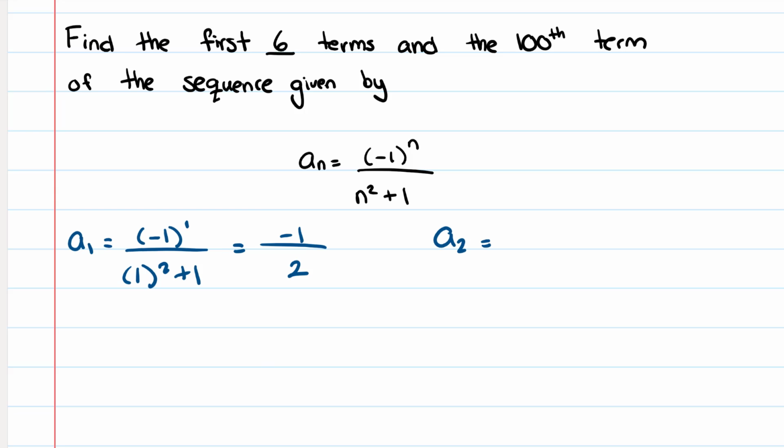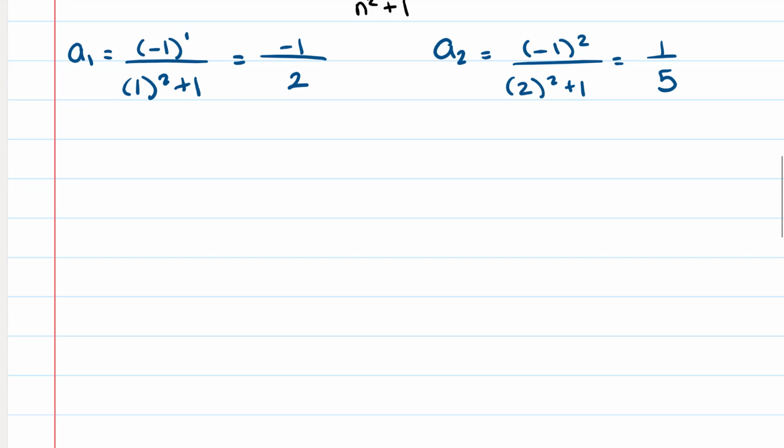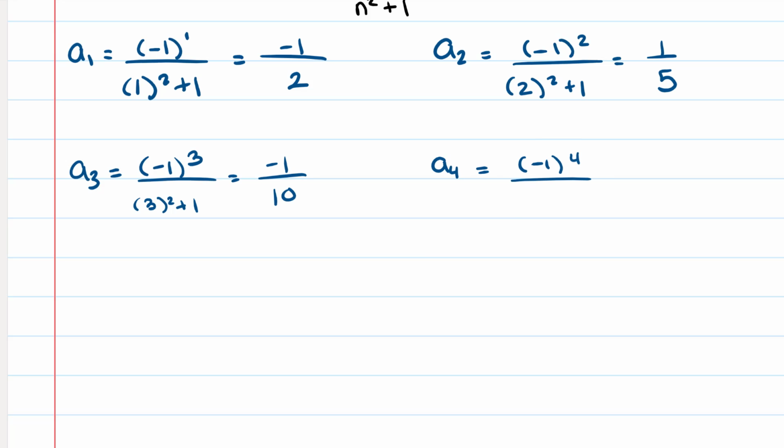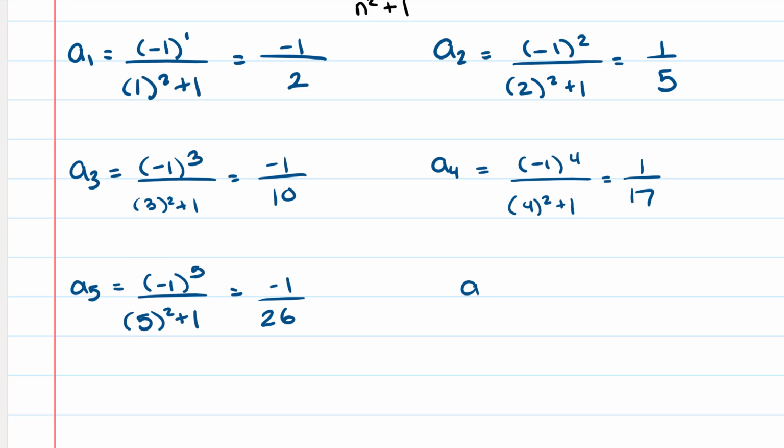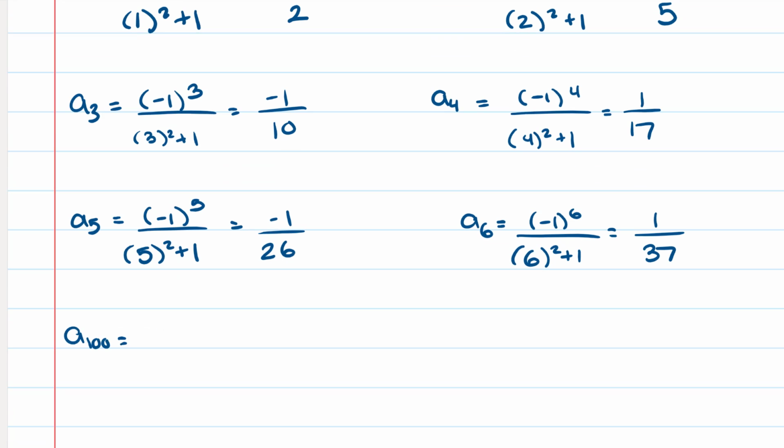Then we find A sub 2. We're going to plug the 2 in for the n. So negative 1 squared over 2 squared plus 1. So we get 1 over 5. And then we're just going to go ahead and repeat that process. And that's how you find the first 6 terms. It's pretty easy, pretty straightforward. Just plugging the n into the n value.